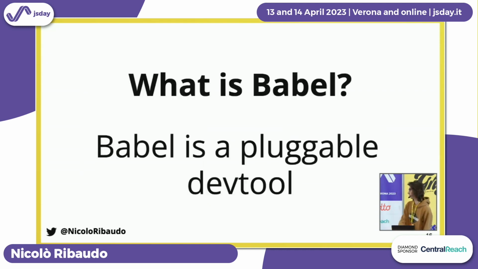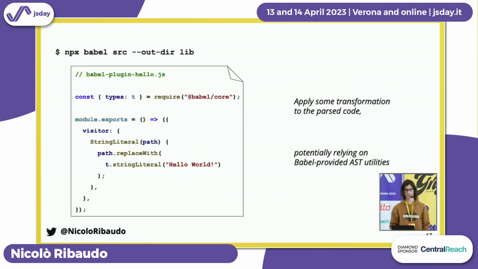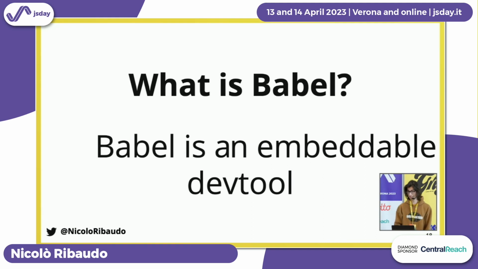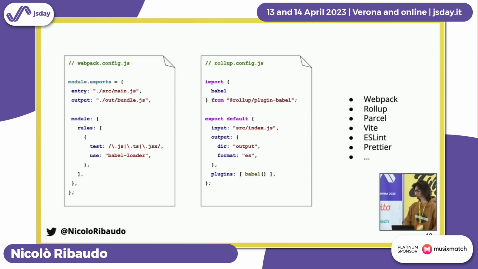And Babel is a pluggable dev tool. In your config, you can define some plugins, and Babel, while compiling your code, will dynamically load these plugins to apply some transformations that are needed for transforming your syntax. And Babel is an embeddable dev tool. It can be integrated in many other build tools, such as Webpack or Rollup, and even linters or formatters, and almost every single bundler supports Babel at this point.